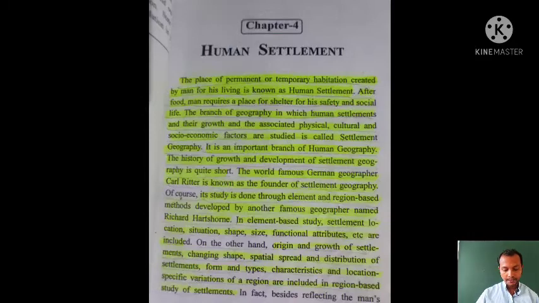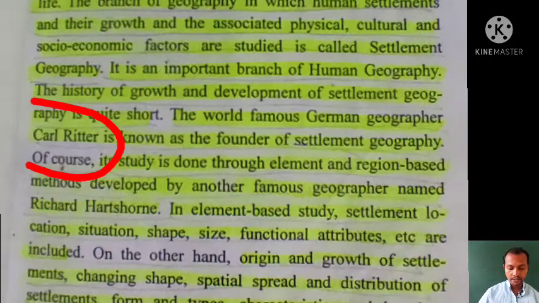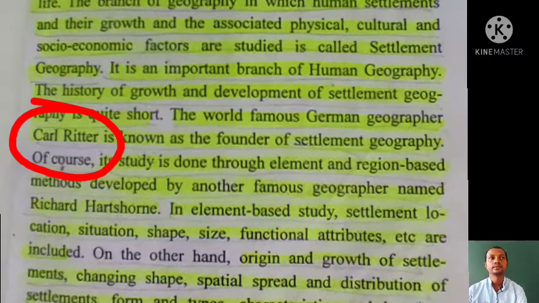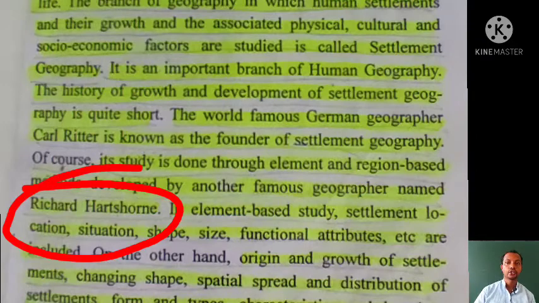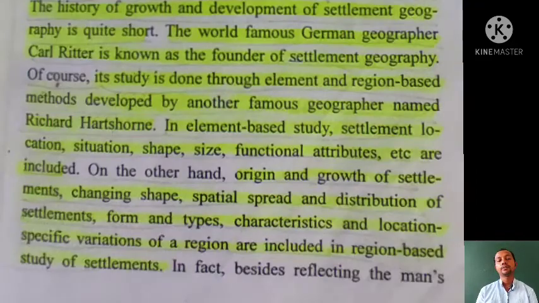The founder of human geography is Carl Ritter. Carl Ritter is known as the founder of human geography, and in human geography all the studies are done on the basis of elements and region. This element and region based method was developed by Richard Hartshorne. These two persons made a great contribution to the study of human geography.